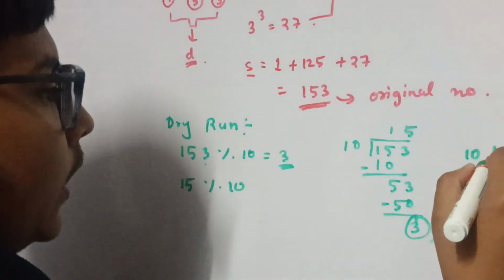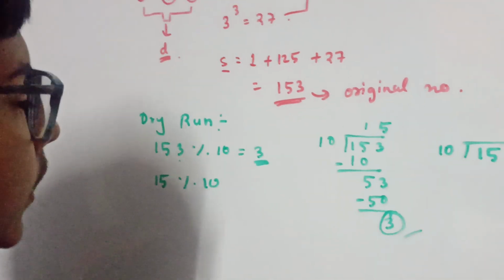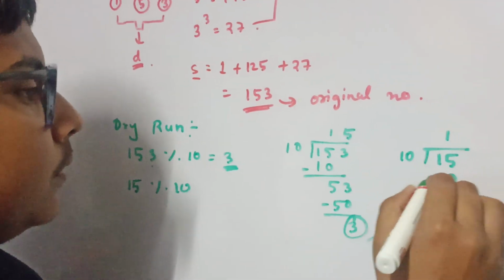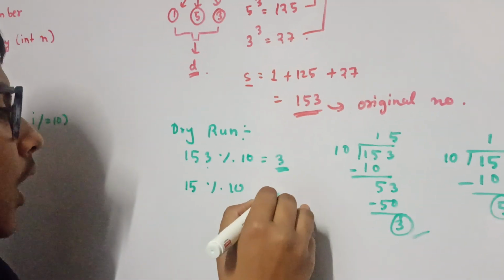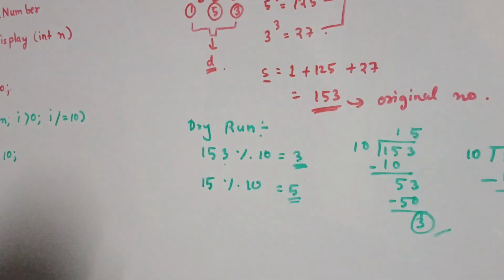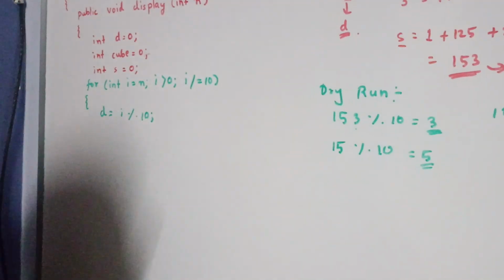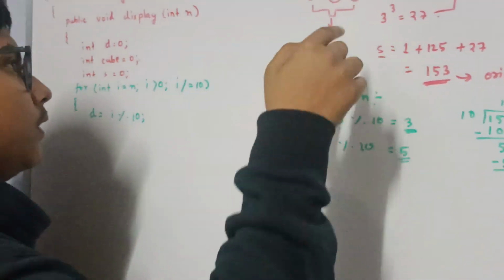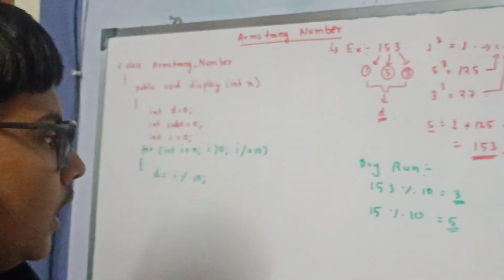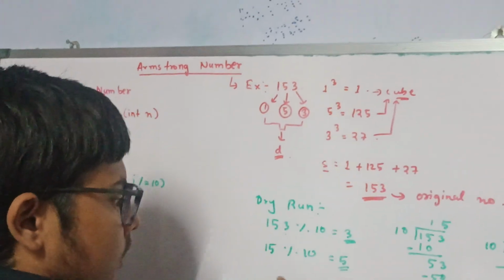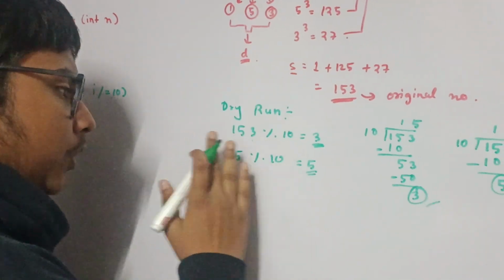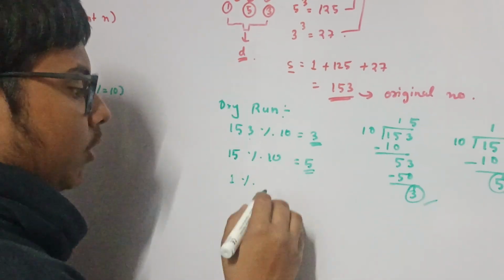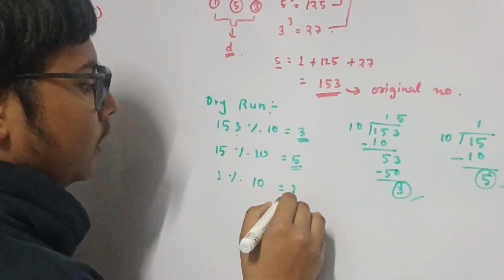So what will you get? 15 mod 10, you will get 5 as your answer. And this 5 is the second last digit, that is the second digit, and by this way you have also separated the second digit. And lastly what will you do? You will separate this 5 from the number and simply perform 1 mod 10 and you will get 1.